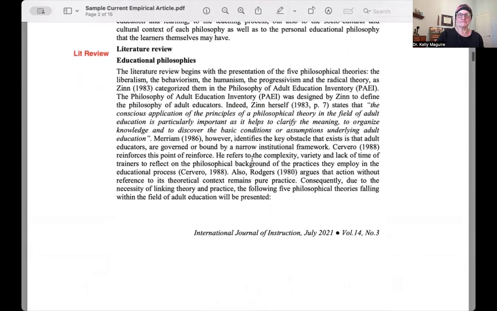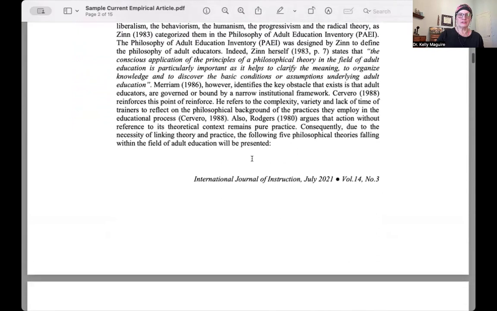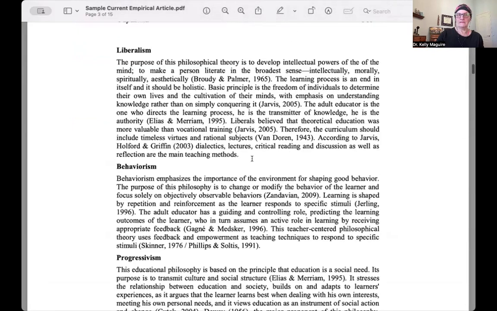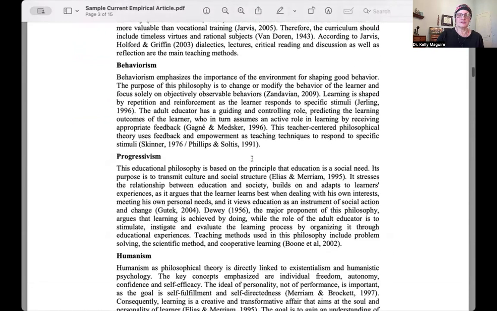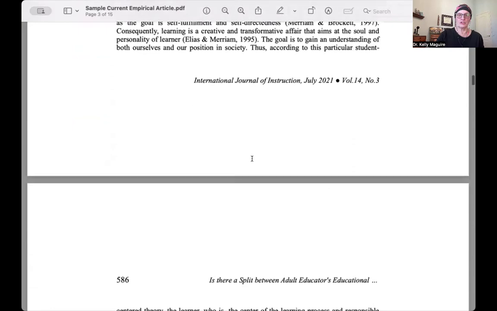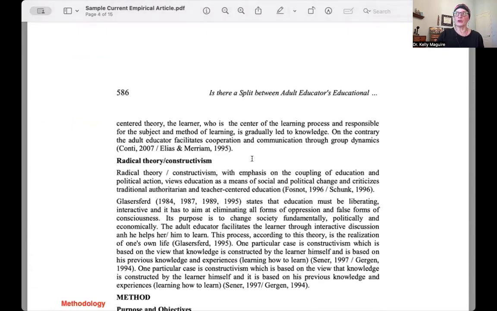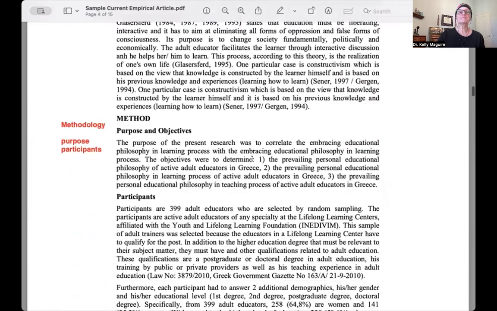Here's that lit review. So we went through the introduction. There's the lit review. And this article is actually really good for some of the courses that you might take. So it goes through the different parts that they felt were important for their literature review.